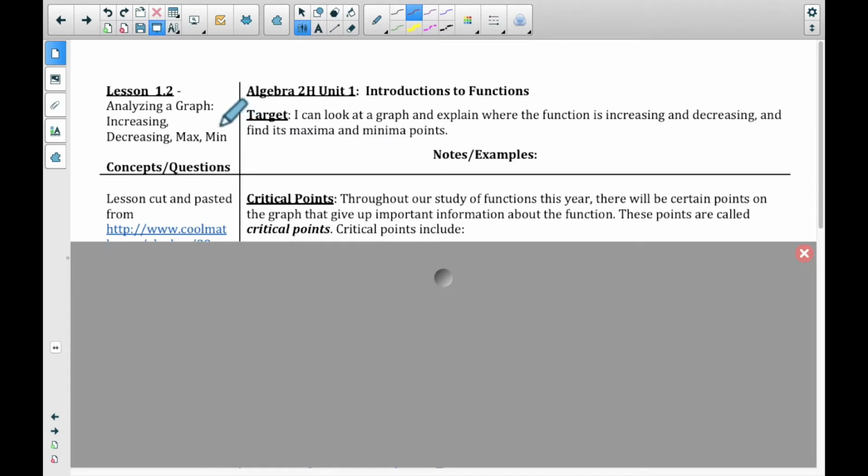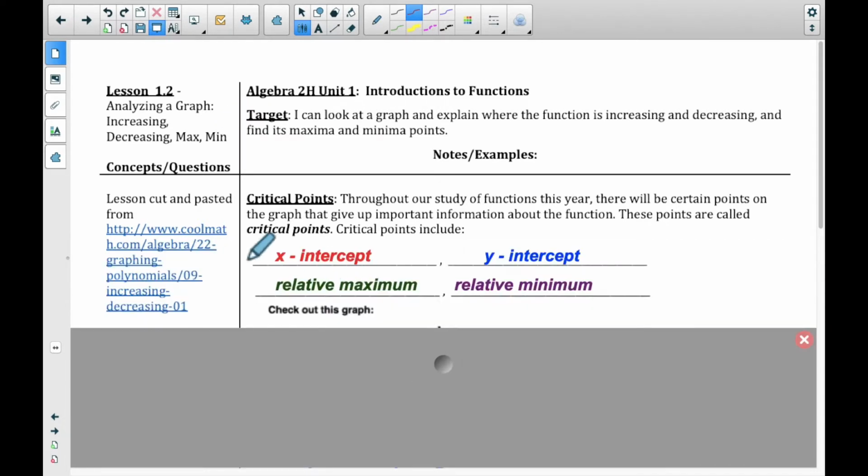And when I say analyzing a graph, what I mean is we're looking for the different points on the graph that are important, that give us a lot of key details about that graph. And those points are where it is increasing, where it is decreasing, where is the maximum, and where is the minimum. And so as we look at graphs, we need to think of all of those things.